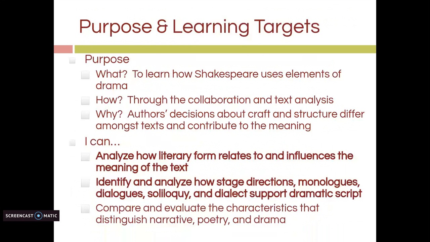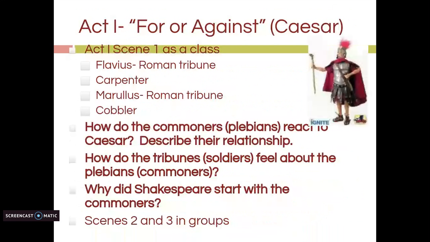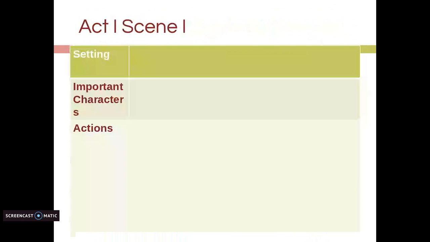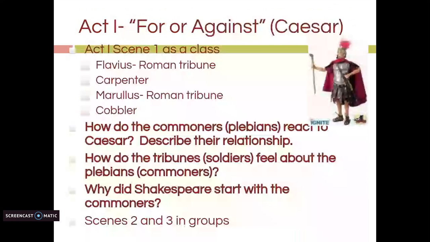So now we're going to continue to look at how literary form relates to and influences the meaning, and we'll also take a look at some of the forms of drama, stage directions, dialogue, soliloquy, etc. So first of all, Act 1, Scene 1, really the whole act is all about who's for and against Caesar, and we're going to go through what exactly happened throughout, and then we'll take a look at the text evidence.